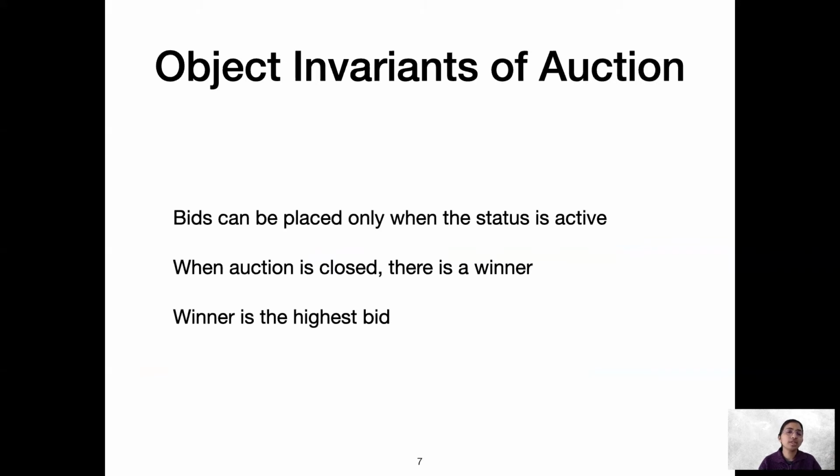For our auction example, the object-specific invariants are that bids can be placed only when the status of an auction is active. So before starting an auction and after closing an auction, bids cannot be placed. We are specifying that window. When an auction is closed, there is a winner declared, and the winner is the highest bid, the bid with the highest amount. These are the object invariants of an auction application, and let us see how we use this information to maintain safety.